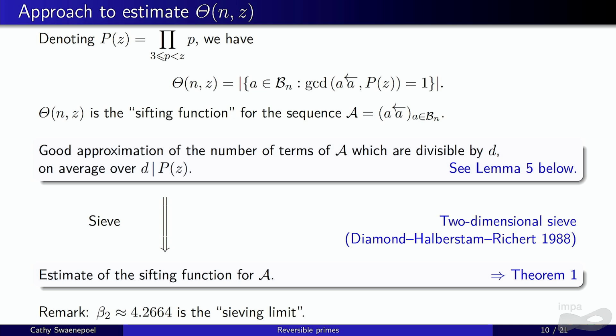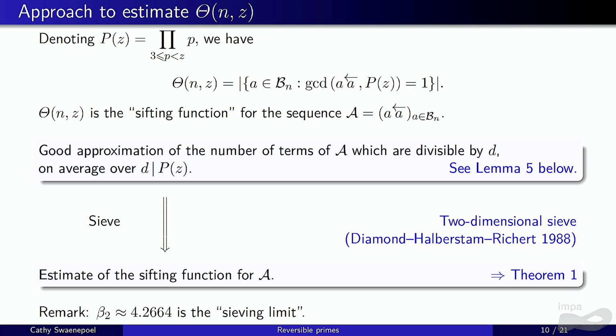Once we have this good approximation, we apply a two-dimensional sieve, more precisely a result by Diamond, Halberstam, and Richert from 1988. And we obtain theorem 1, the upper bound and the lower bound for theta of nz. So in the second part of theorem 1, for the lower bound, the exponent gamma could not be too large. It has to be less than 1 over 2 beta 2.